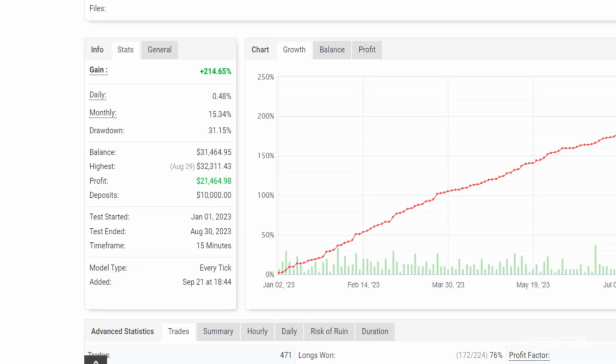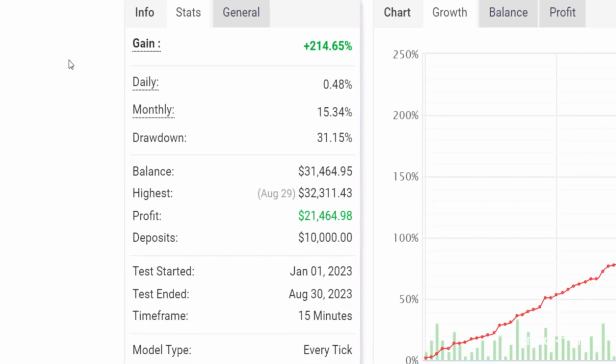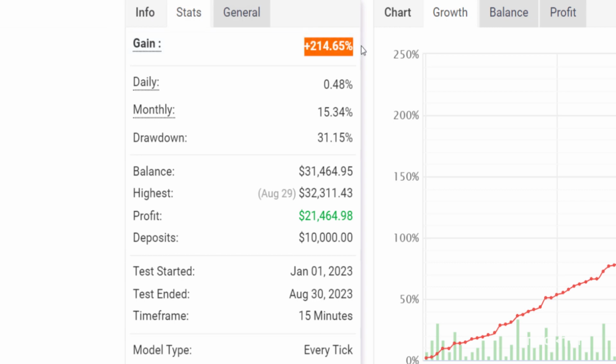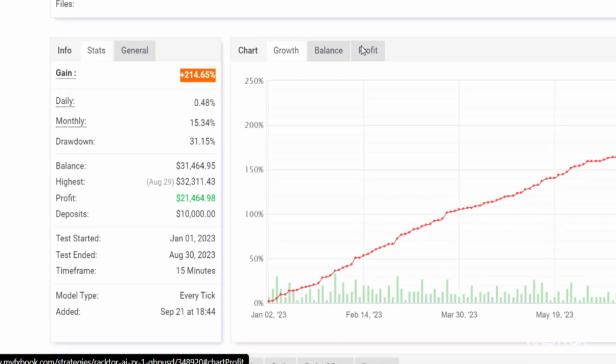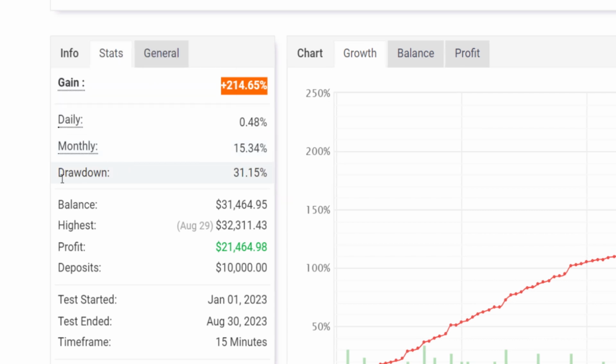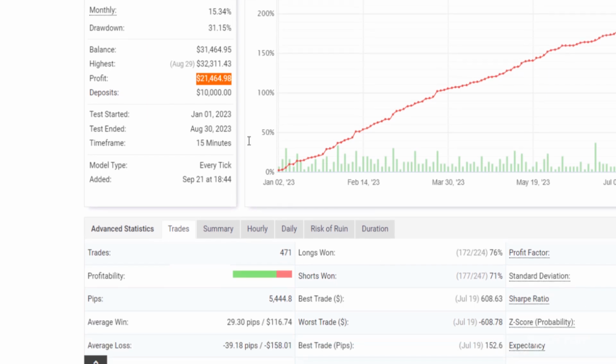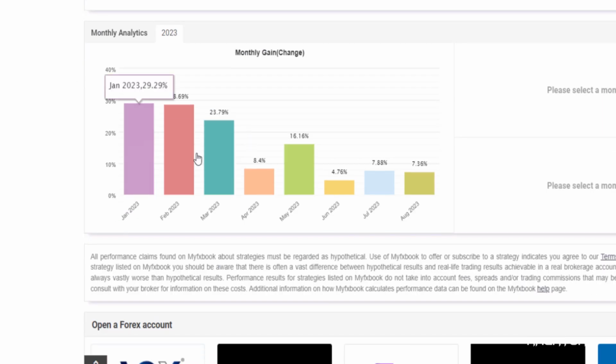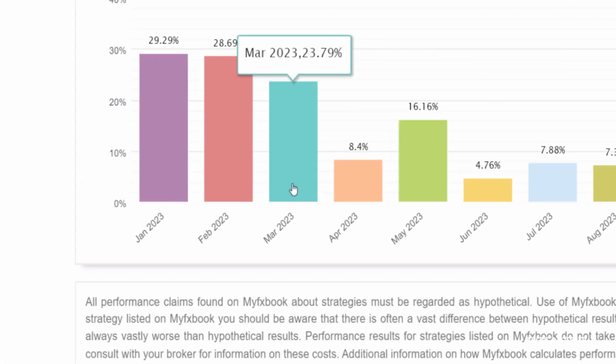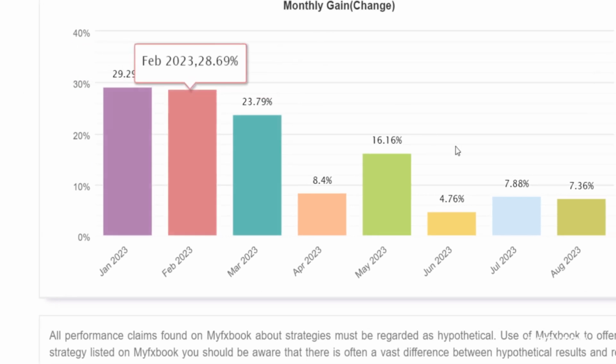With our GBP USD, you can see we have a return of over 200% in the space of January to now. The monthly return is 15% and the maximum drawdown is 31%. The starting capital is $10,000 and our profit is $21,000. That is double your account already. And you can see the performance in the months. The first 3 months were just blasting off, January, February, March, and this is how the ZX1 model worked on GBP USD from January to August.